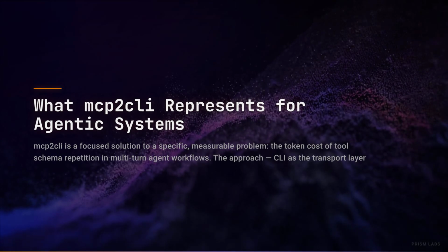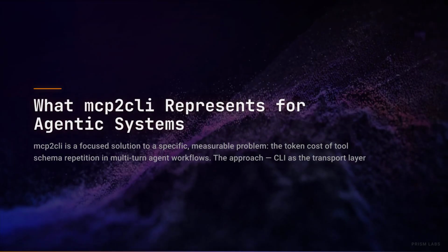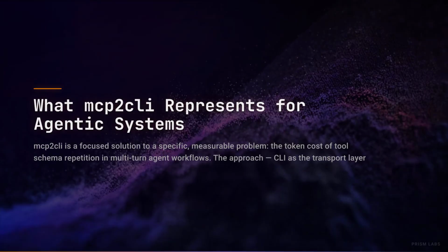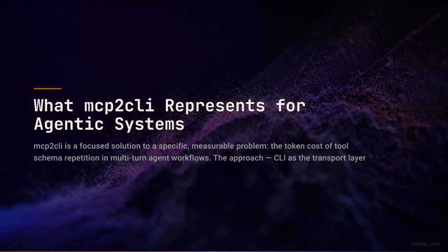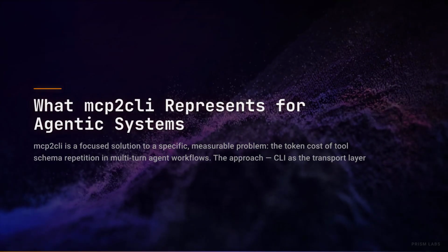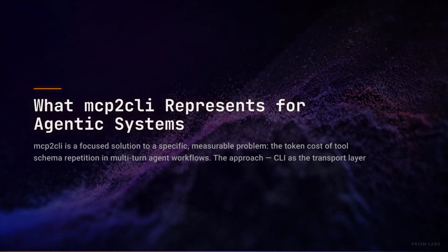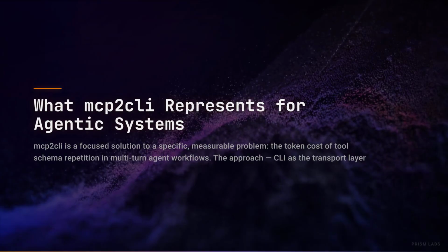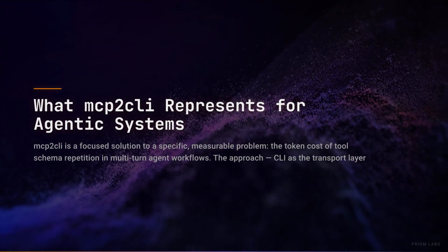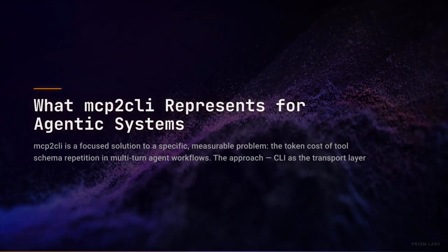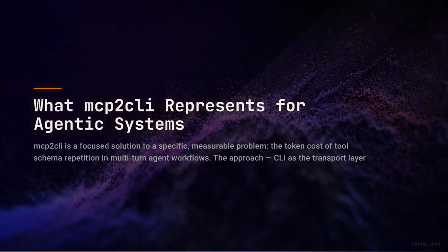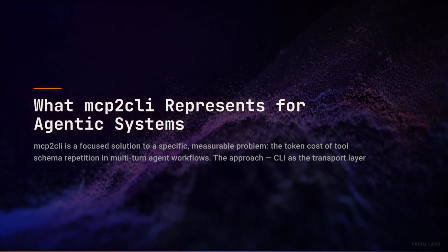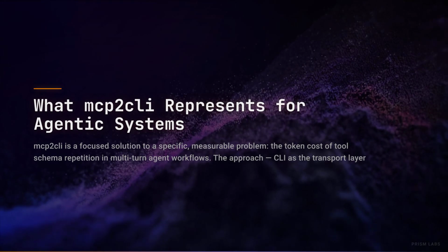What's interesting about this project as an indicator is that it shows the community is actively optimizing agentic workflows at the infrastructure layer, not just at the model level. Faster models, smarter prompts, and better context management are all being pursued simultaneously. Token efficiency tools like MCP2cli are a real part of that stack. If you're running long agentic sessions that call APIs frequently, code generation pipelines, research agents, data processing workflows, the savings from removing per-turn schema overhead are real and compound across the session.